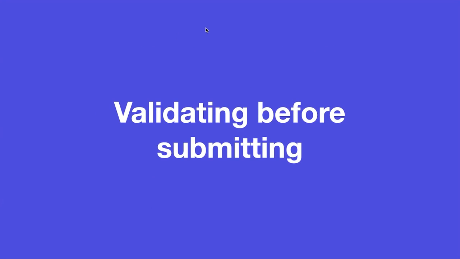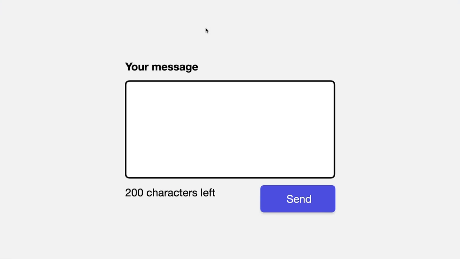So we're just going to look at validation. There are two things you can do with validation. There's validating before you submit a form, and then there's validating after you submit a form. Before is when you're typing stuff in and you get feedback straight away. So let's look at that.